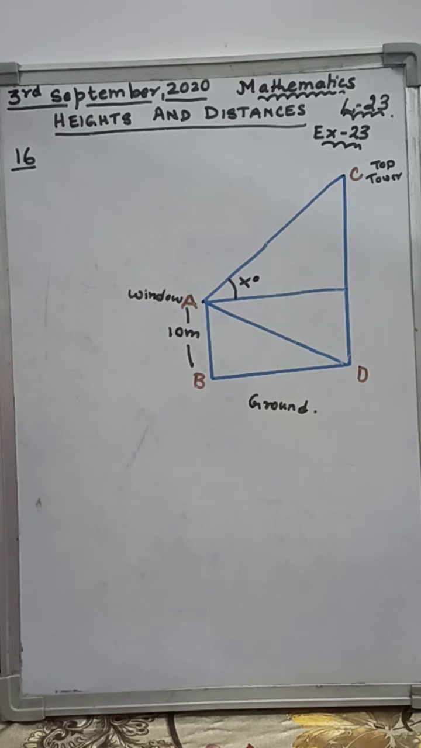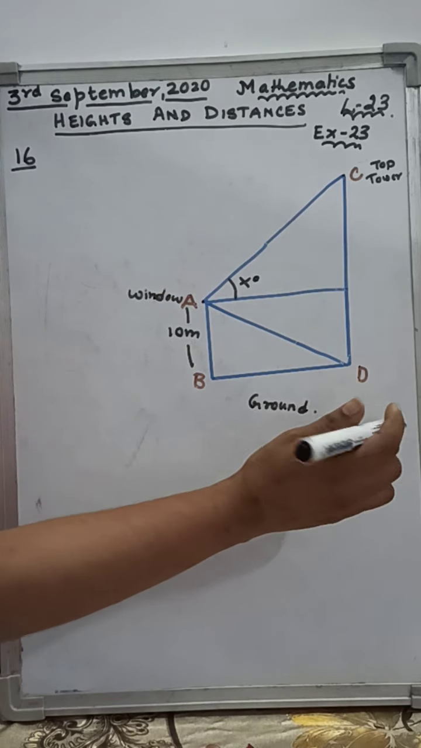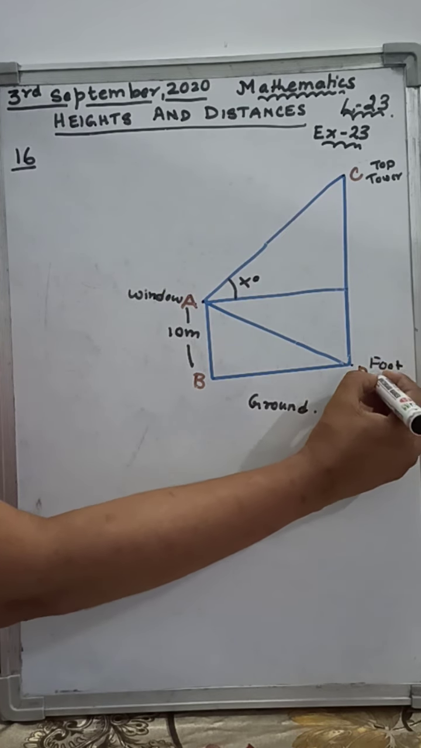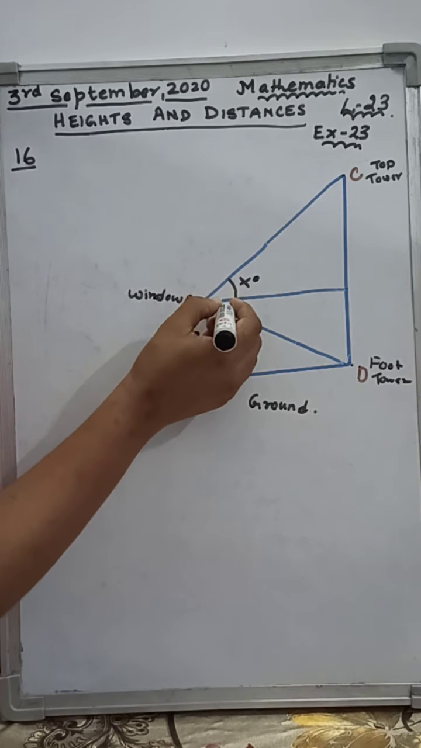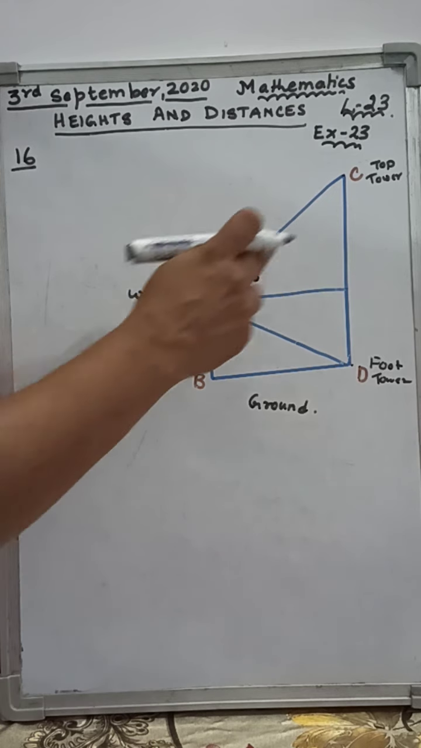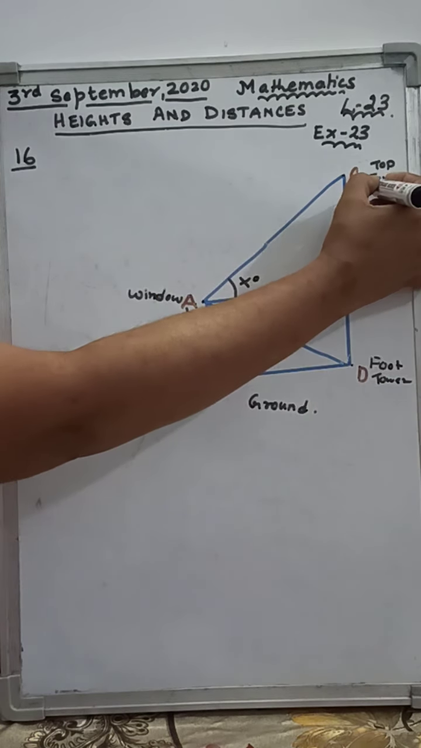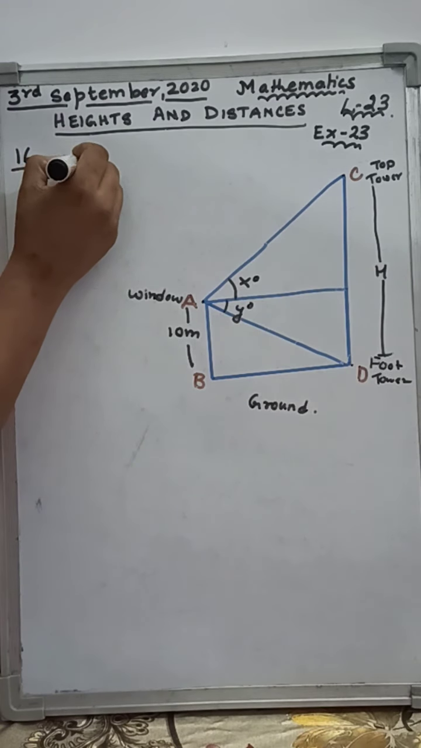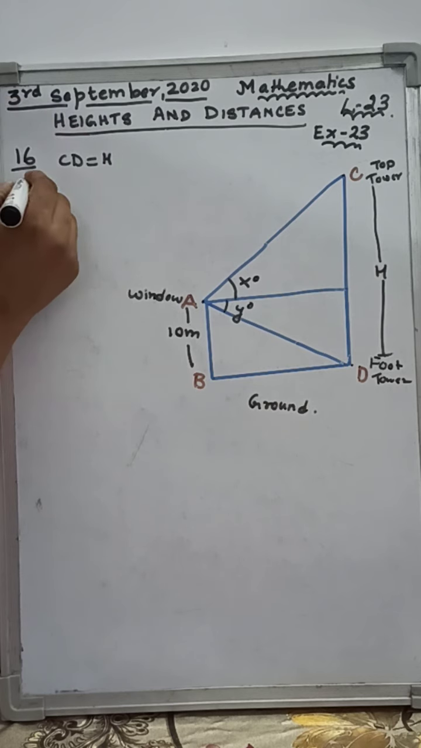Now, the angle of depression of the foot of the tower D is given to us as y degree. Now we have to find out the height CD. So let us take this height CD as capital H. We have to find it in meter.